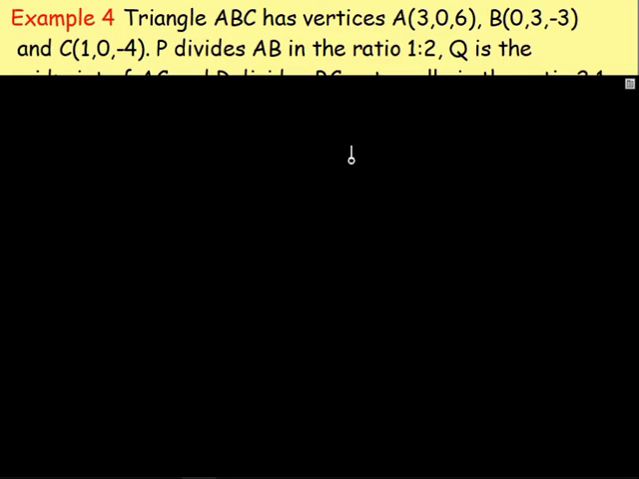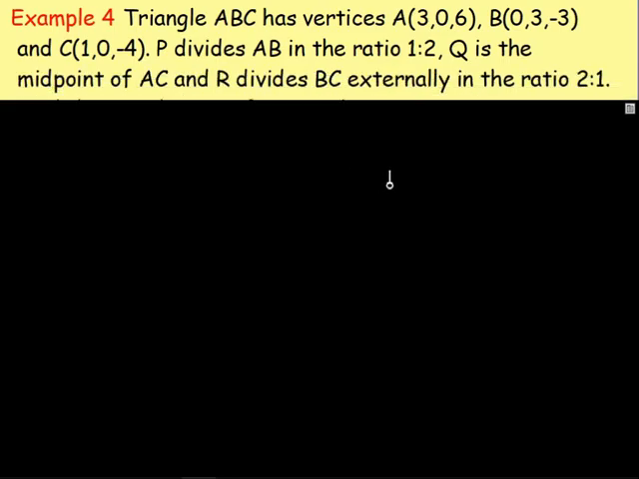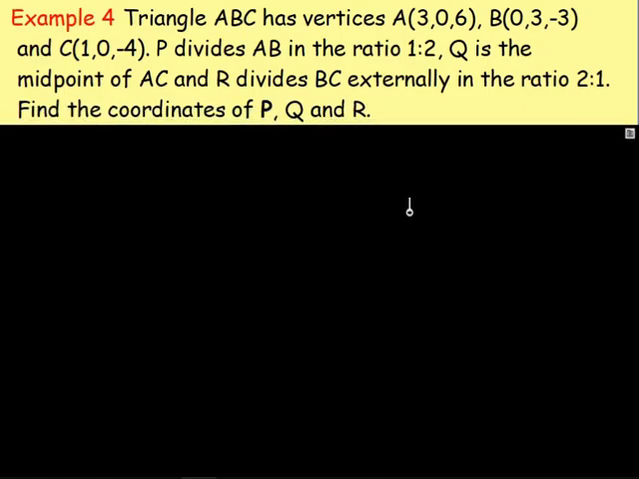Next example. Example 4. Triangle ABC has vertices A(3, 0, 6), B(0, 3, -3), and C(1, 0, -4). P divides AB in the ratio 1 to 2. Q is the midpoint of AC, and R divides BC externally, woo, in the ratio 2 to 1. Find the coordinates of P, Q, and R. Man, that's a long question.